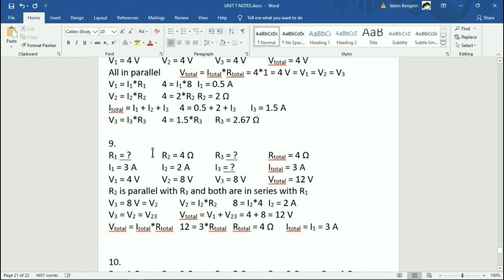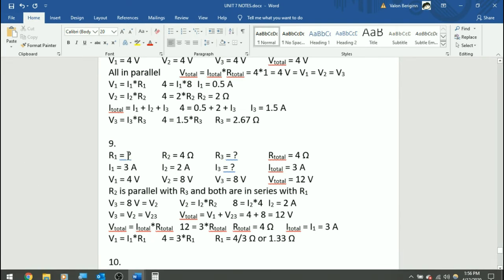We can now solve for R1. So V1 is 4 equals 3 times R1. So R1 equals 4/3 or 1.33. Okay, I'll do 4/3.